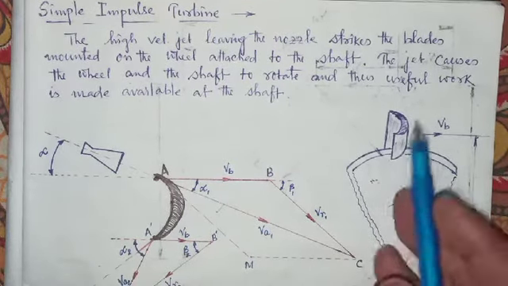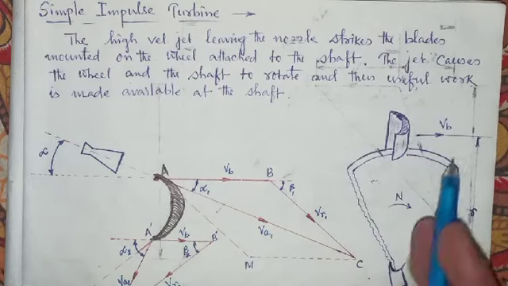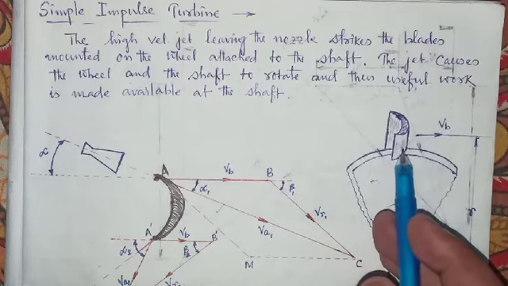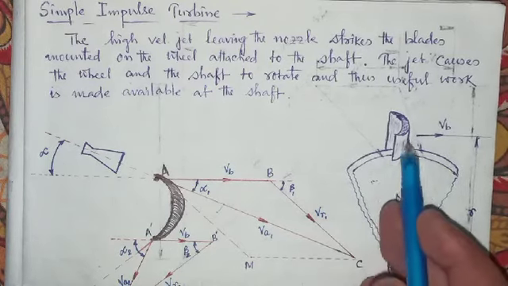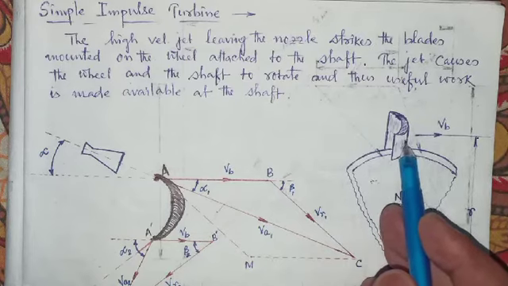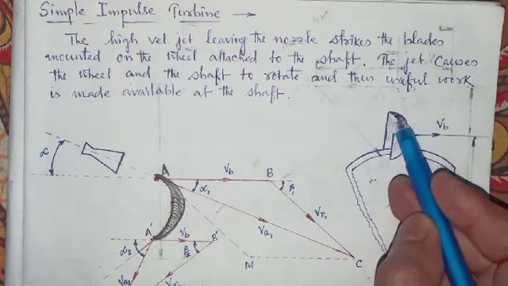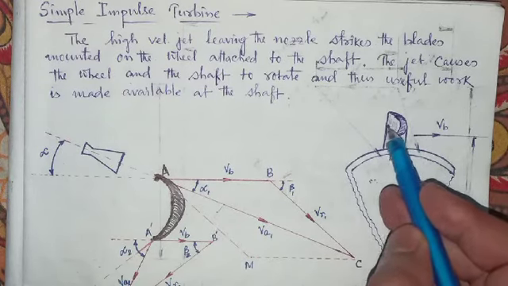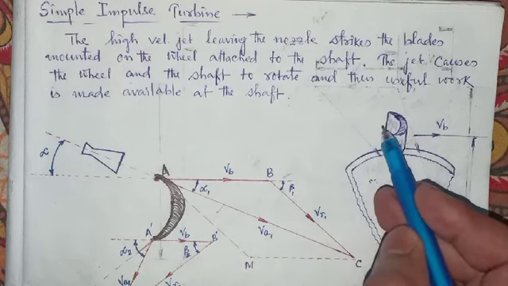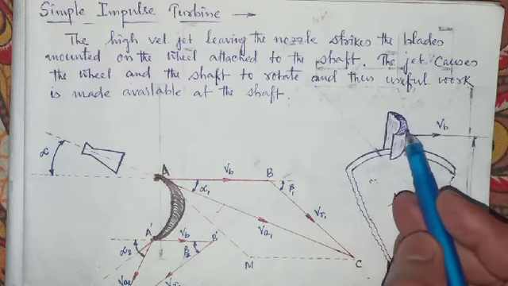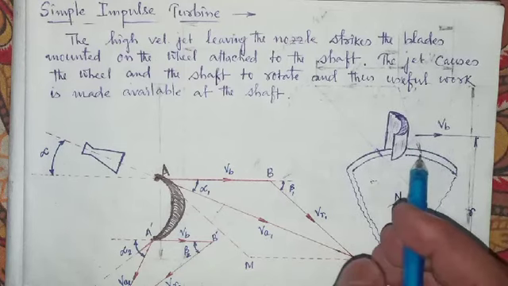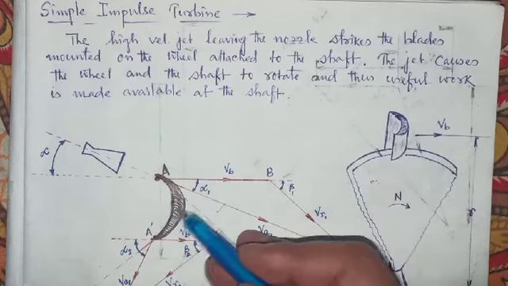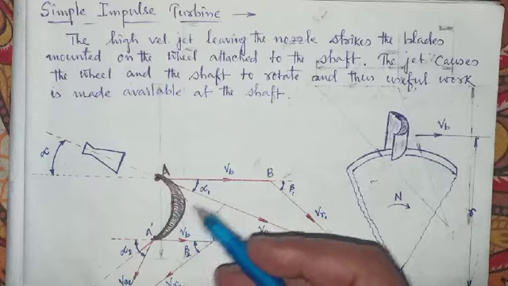Now I have tried to make a three-dimensional figure of a single bucket, a turbine wheel carrying a single bucket. This is almost a three-dimensional view. This is the top view of the bucket, and this is the front view. At these portions the jet strikes, and the jet strikes and makes the wheel move. This is the 2D view, and this is the three-dimensional view.